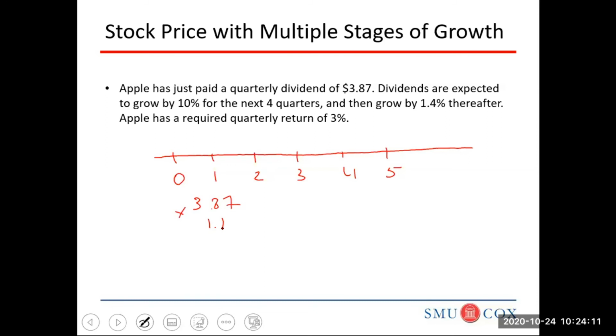4.257, so 4.26. 4.257. Let's keep them pretty precise. We don't want to round them yet. And then keep growing that by 10%. What do you get in year 2 or quarter 2? 4.6827. 4.6827. What's the next one? 5.15097.